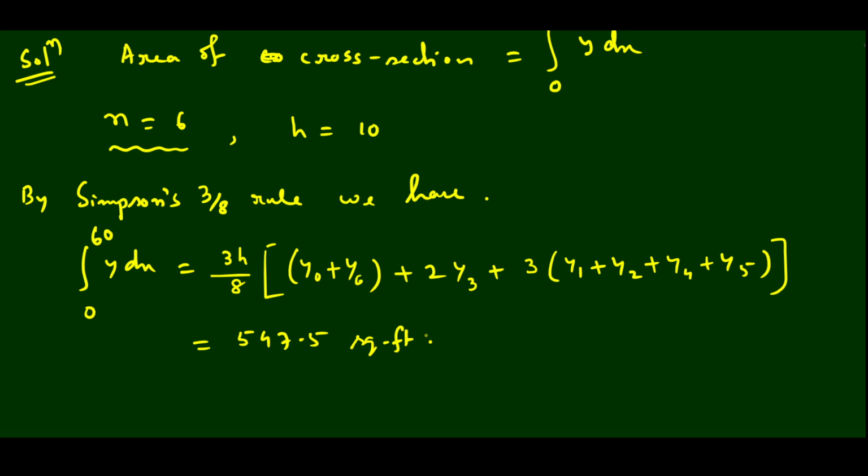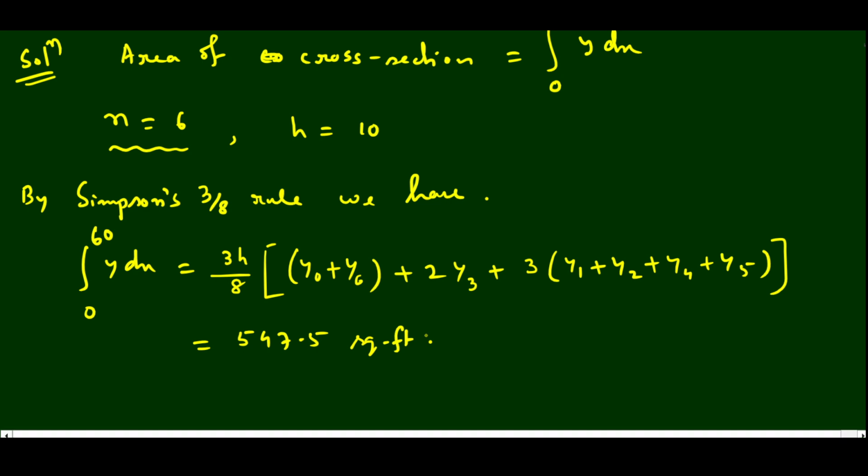I'll just request one thing. Whenever you start reading 3 by 8, before that, first read the general quadrature formula, then the trapezoidal rule, then Simpson's 1/3 rule, and then come to Simpson's 3 by 8 rule. Then it will be very easy for you to understand everything.